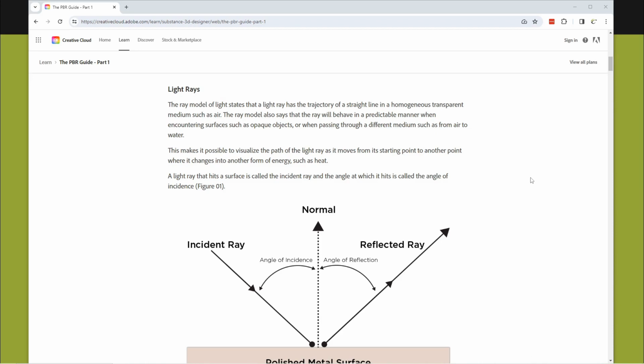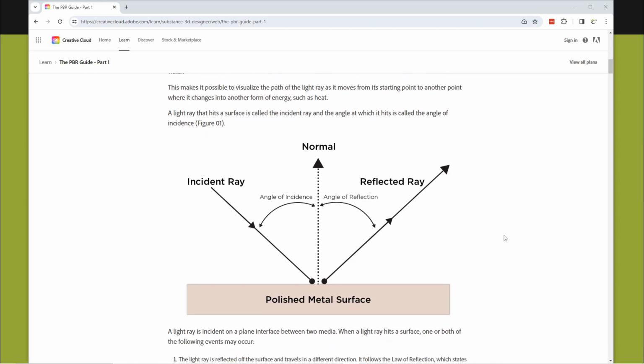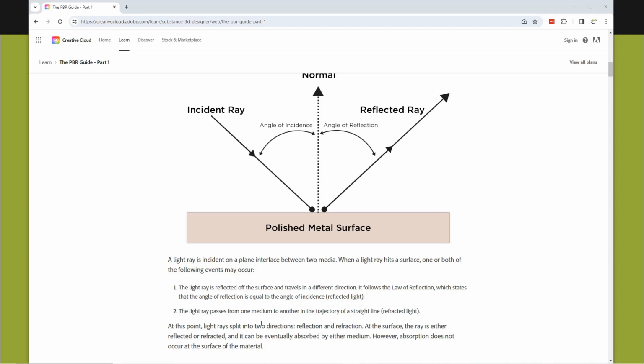A light ray that hits a surface is called the incident ray, and the angle at which it hits is called the angle of incidence. And then as it reflects, we get a reflected ray with the angle of reflection. The light ray is reflected off the surface and travels in a different direction. It follows the laws of reflection, which state that the angle of reflection is equal to the angle of incidence. And a light ray that passes into one medium from another is refracted. So one is reflected light, one is refracted light.